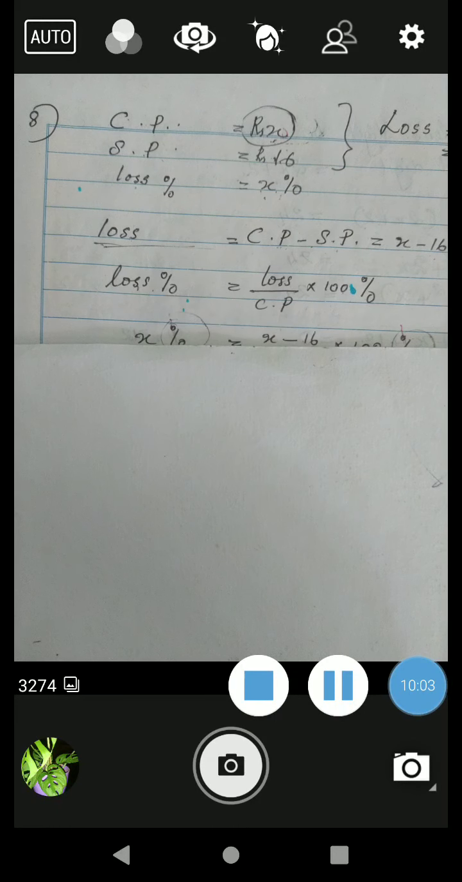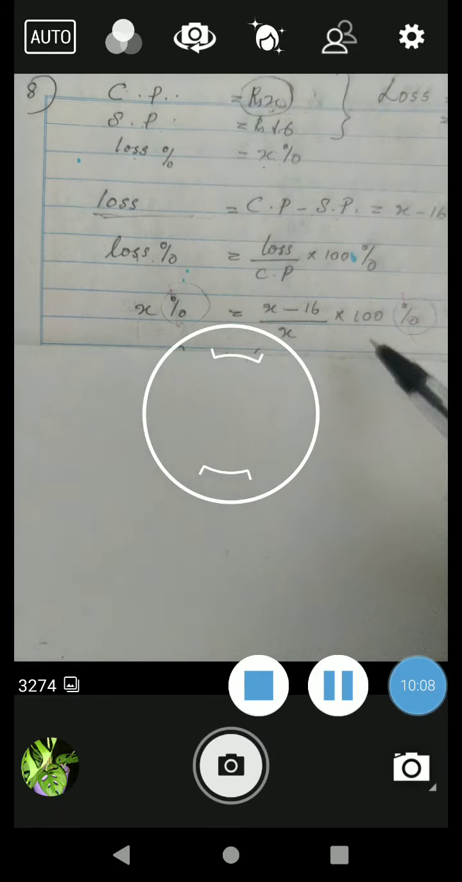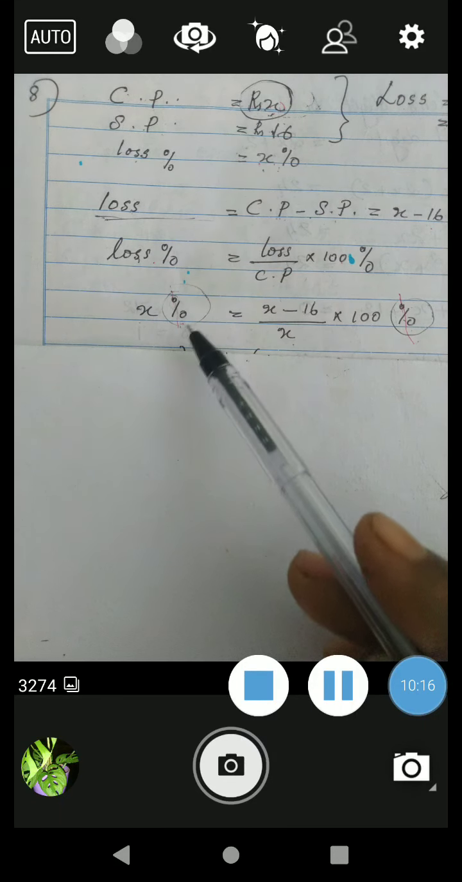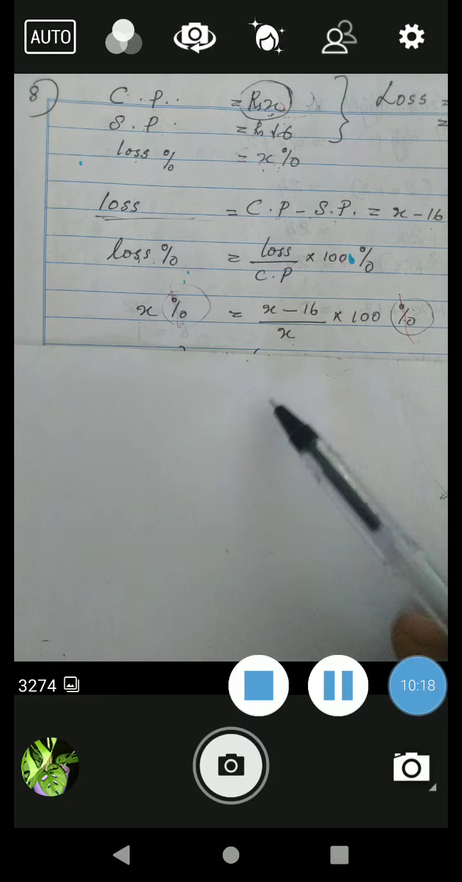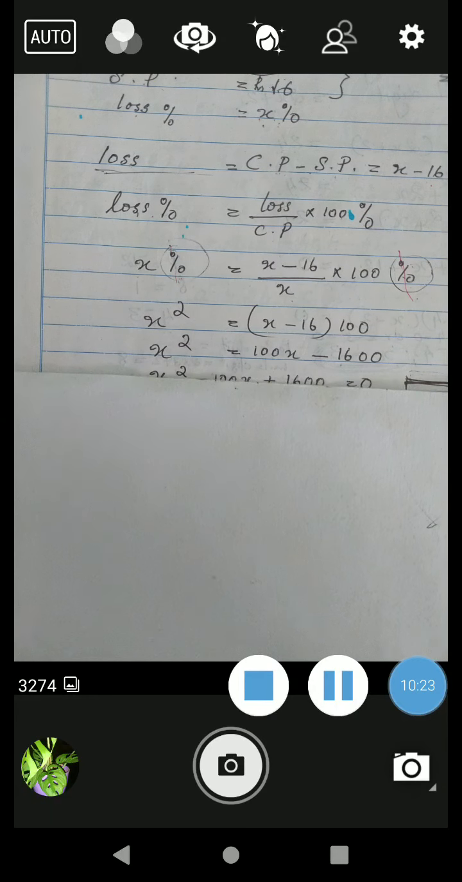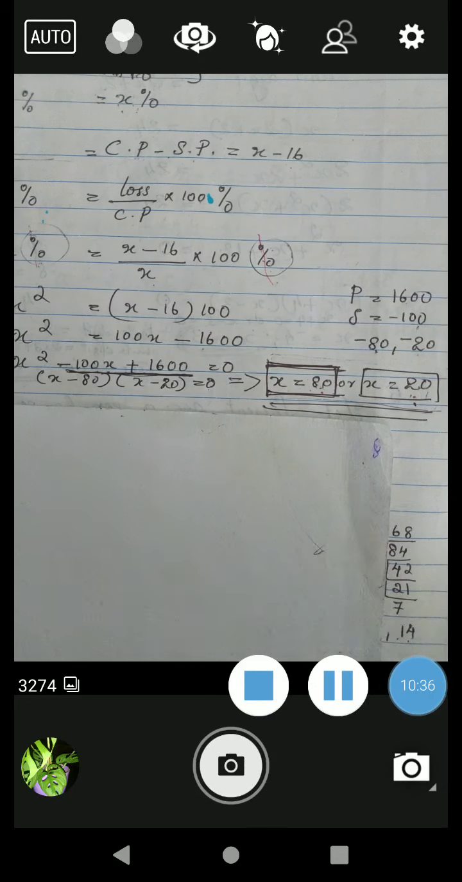So, write that formula and substitute the values. Loss percentage is x percentage. Here x by 100, that is loss by CP is x into 100%. We can cancel the percentage sign and you can simplify. You will get a quadratic equation, and you can solve this quadratic equation using the product and sum method. And at last you can see product is 1600, sum is minus 100.